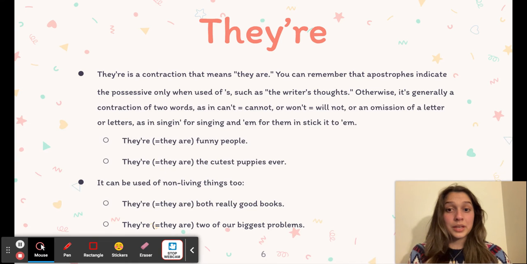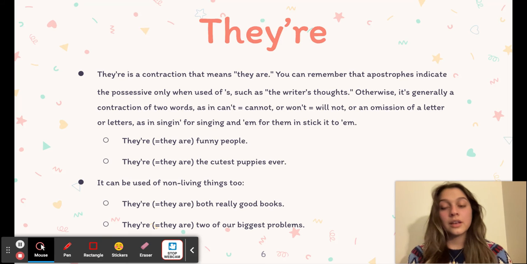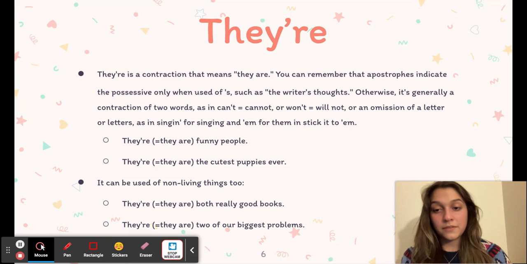They're is a contraction that means they are, like I previously stated, and you can remember that apostrophes indicate the possessive only when used as apostrophe s, such as the writer's thoughts. Otherwise, it's generally a contraction of two words, as in can't, which equals cannot, or won't, which equates to will not, or an omission of a letter or letters, as in singin' for singing, and 'em for them in stick it to 'em. So a few examples are, they're funny people.